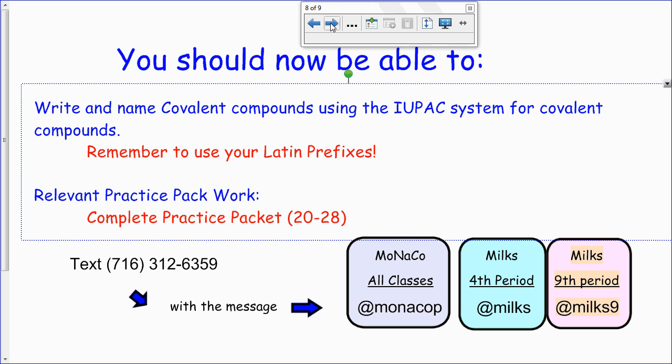So let's see what we've got left to do here. Oh, wow. We should be able to have at least a basic understanding of how to write and name covalent compounds using the IUPAC system. So remember to use your Latin prefixes and your suffixes. It combines ionic naming, but the next layer is we put a prefix for the counting of the covalent atoms in there. Relevant practice, look at that, 8 pages of practice.